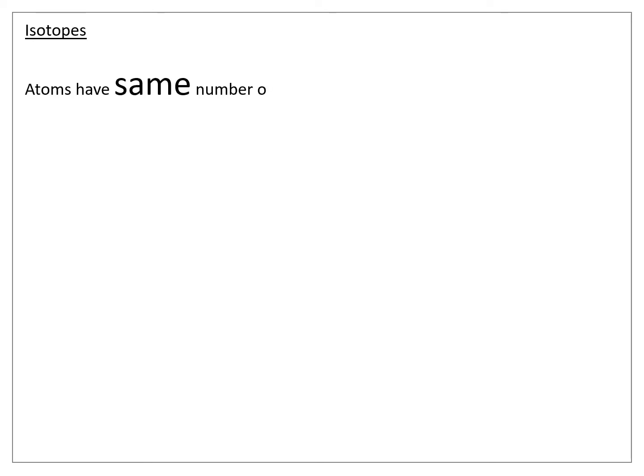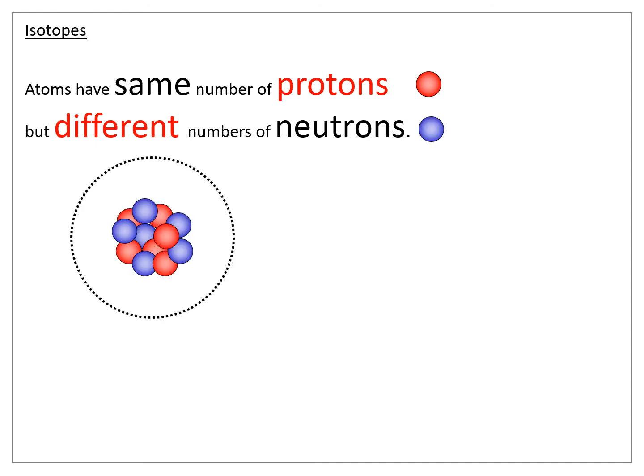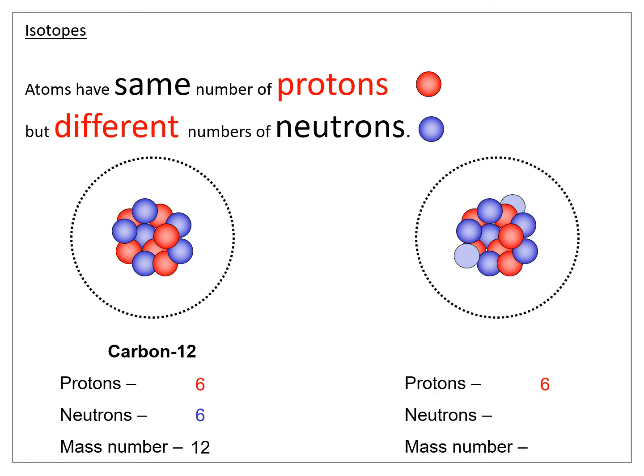Now, sometimes we have isotopes. Isotopes have the same number of protons, but different numbers of neutrons. So this atom here has got 6 protons, 6 neutrons shown by the blue, and its mass number is 12, carbon 12. This one here has got 6 protons, but it's got 8 neutrons, so the mass number is 14, carbon 14. These are isotopes, the same number of protons, but different numbers of neutrons.